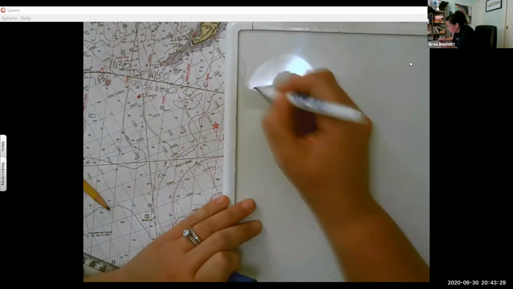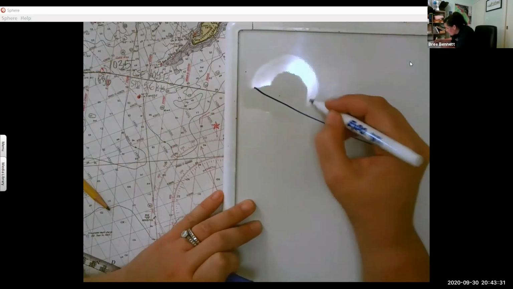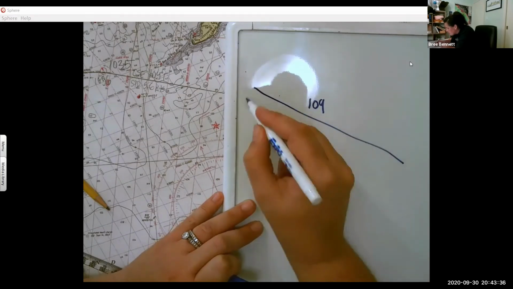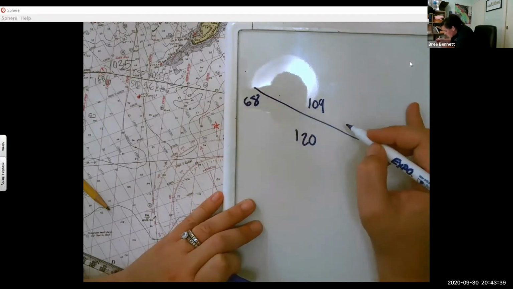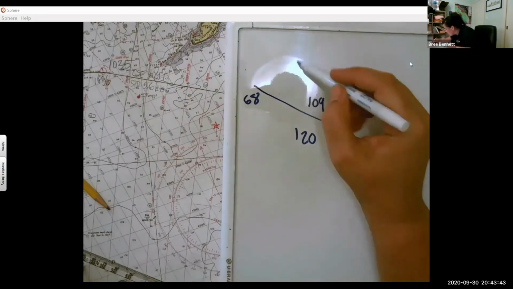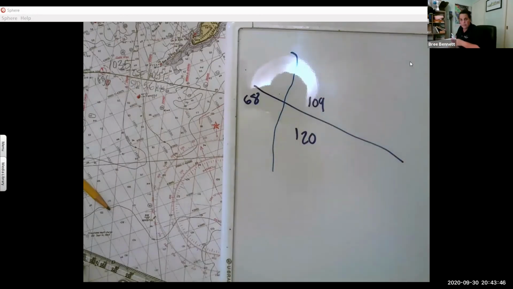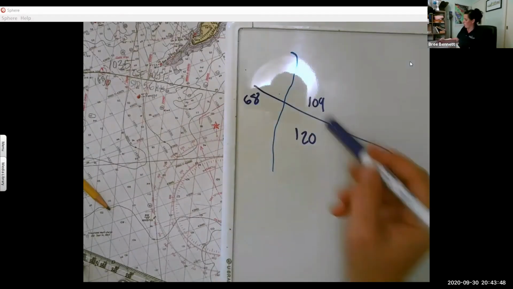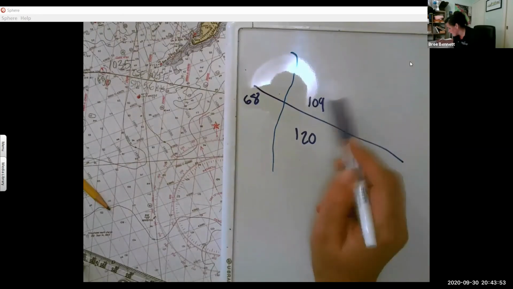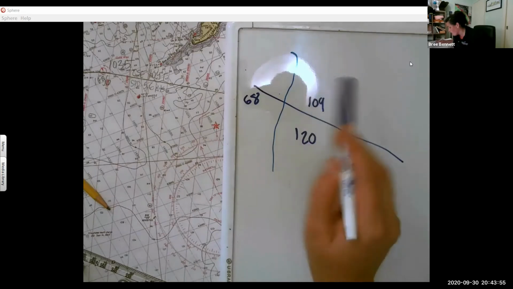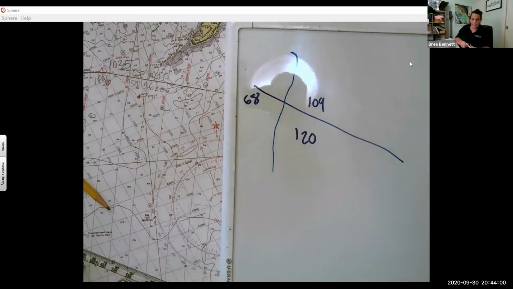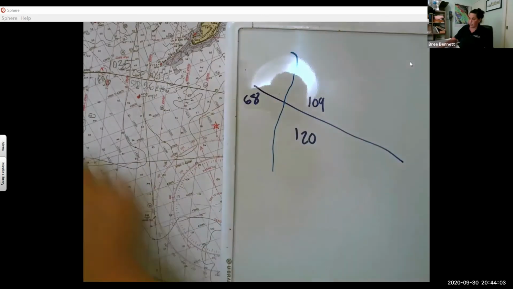So we have right here, our course line kind of goes like this. We have a 109, a 102, 68. Oh, and we have a fathom curve, kind of running like that. So 109 is the deep spot, and then all around it is either 109 or shallower. So I called the deepest spot that our boat is going to go over.